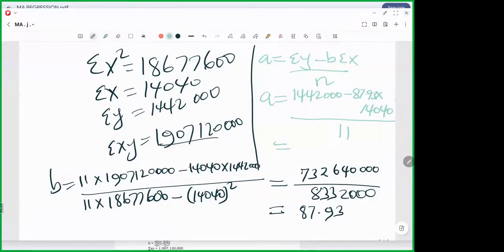So for A, I want you to do the numerator separately. Whatever answer you get, you divide by 11, and then you give me the final answer. What are we able to get there?